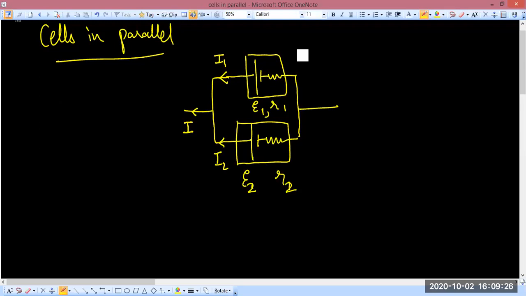Please don't ignore all that. You'll have to write that two cells are connected in parallel, okay, as shown in figure. Current flowing through them I1, I2, and total current I is equal to I1 plus I2.